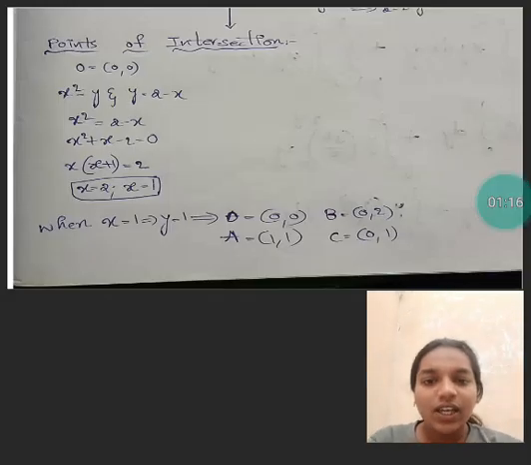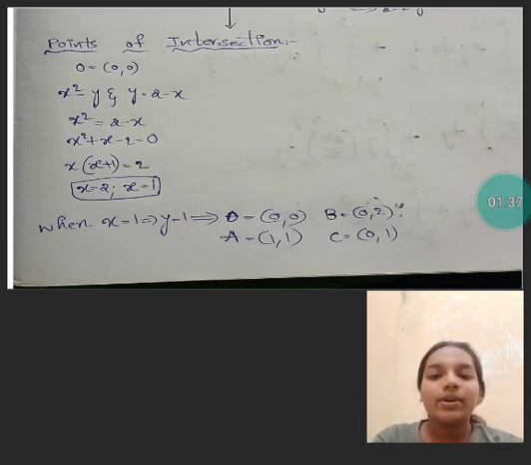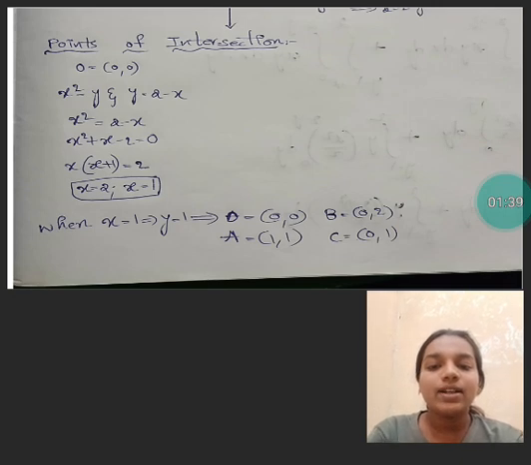In the graph we take the origin as O and it represents the point 0, 0. The equation x square equals y and y equals 2 minus x are the curves of the given graph of the parabola. x square equals 2 minus x. If we take minus x to the left side, it becomes x square plus x minus 2 equals 0. If we factor it as x plus 2 into x minus 1 equals 0, then the values of x are x equals minus 2 and x equals 1.